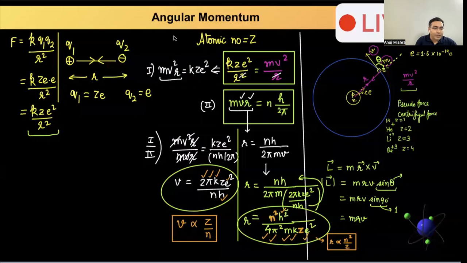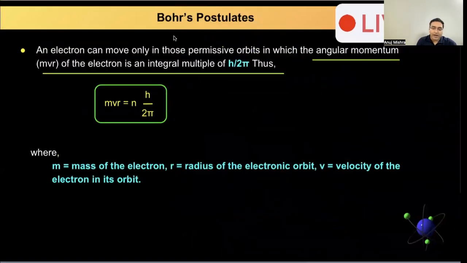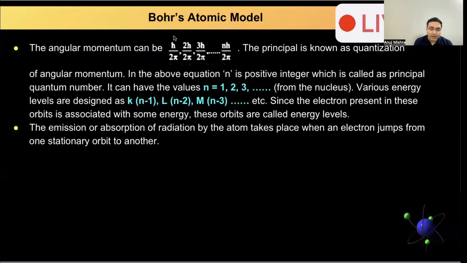Any problem in this, any issues in this, anything which you are finding difficult in this conversation. This much is clear. We can proceed further. Let's proceed. So MVR is NH upon 2 pi, M is mass of electron, R is radius of electronic orbit, V is velocity of electron in the orbit, and MVR is angular momentum, which is quantized, and that is NH upon 2 pi. This already we know. We also know that it is quantized as per the different energy levels. So we'll talk about a term called principal quantum number. Don't worry about this term right now.